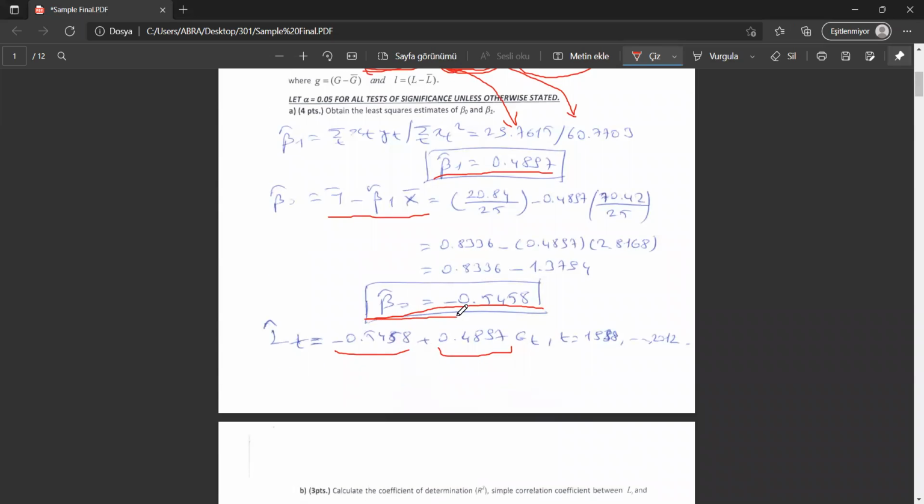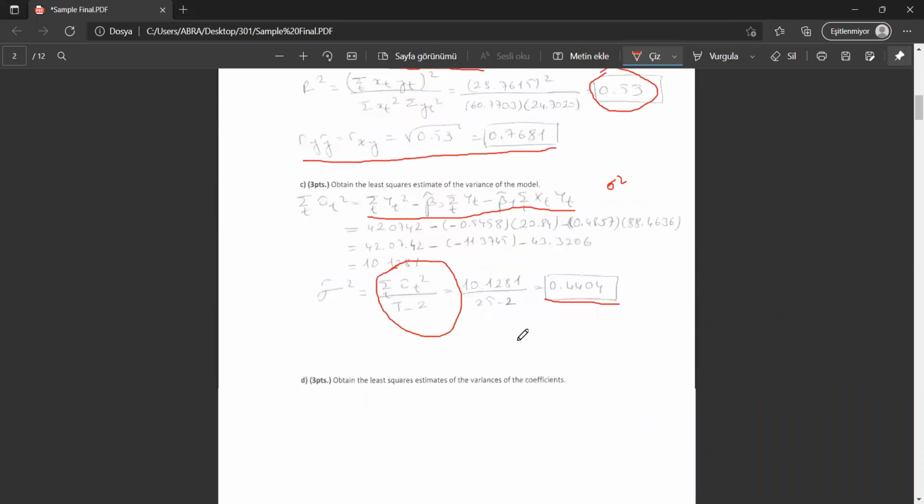Beta 0 hat is negative 0.54. So first we write it. And the confidence interval is this estimated value plus and minus the t value times the standard error of beta 0 hat. We have found the variance of beta 0 hat as 0.075. So by just taking the square root of it, we can find that the standard error of beta 0 is 0.27.